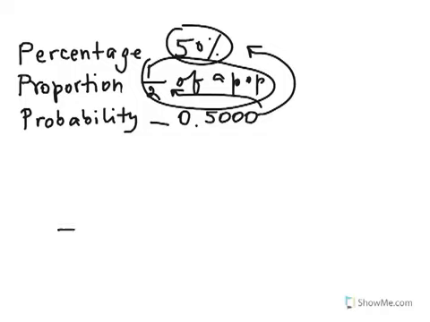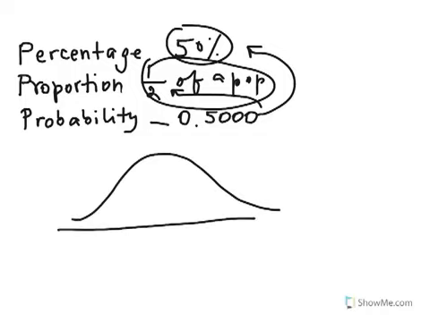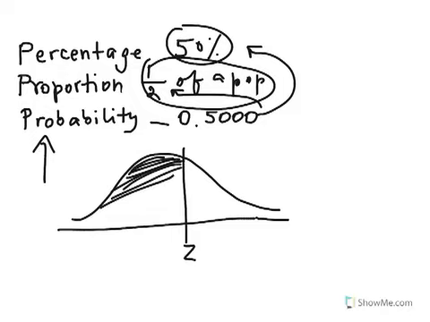Okay, now the area is basically the graphic representation of all of these three concepts when we draw a picture to illustrate the situation. So for example, the area from this z-score to the left will be all this area here, under the normal curve, and that is associated with a percentage, with a proportion, or with a probability.